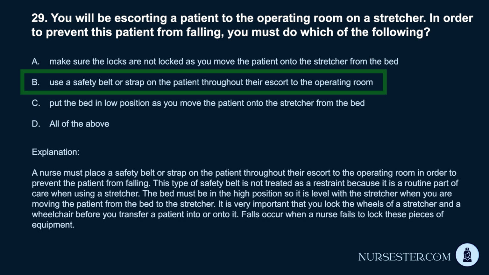A nurse must place a safety belt or strap on the patient throughout their escort to the operating room in order to prevent the patient from falling. This type of safety belt is not treated as a restraint because it is a routine part of care when using a stretcher. The bed must be in the high position so it is level with the stretcher when you are moving the patient from the bed to the stretcher. It is very important that you lock the wheels of a stretcher and a wheelchair before you transfer a patient into or onto it. Falls occur when a nurse fails to lock these pieces of equipment.